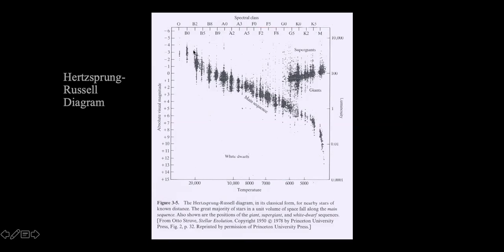So then first of all, you see that there are discrete lines here.